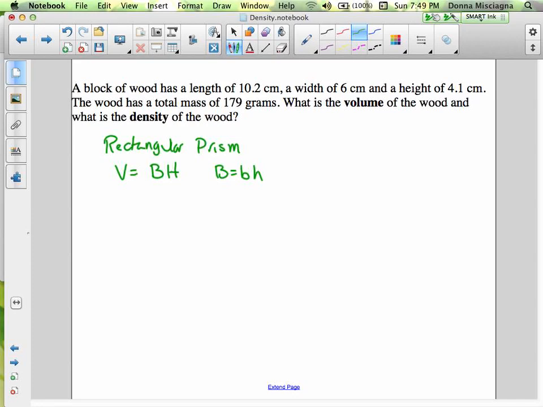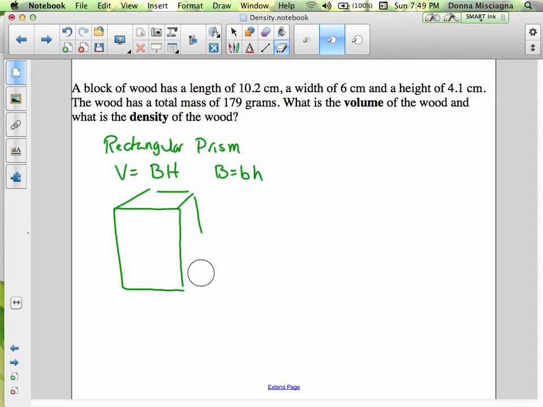So let's just draw the picture out here. Right? And I don't promise this to be beautiful. So until we find the volume of this, we can't find the density, right? Because volume is part of this equation. All right, there we go. All right, so we're told that the length is 10.2 centimeters. The width is 6 centimeters.